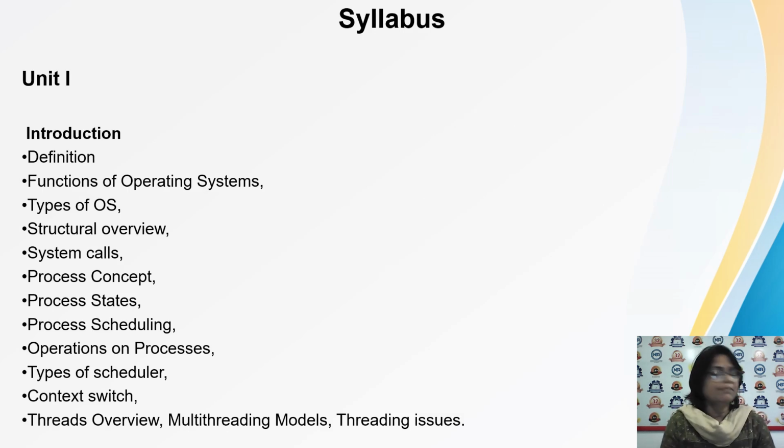What are the syllabus contents of this course, which will be covered in the fourth semester of computer technology according to the new syllabus. So unit 1 covers the introduction to the operating system. That is, what the operating system is, what functions it performs, and what the different types of operating system are. You must have heard about the real-time system, distributed system, and multi-processor system. So these are the different types of operating system.